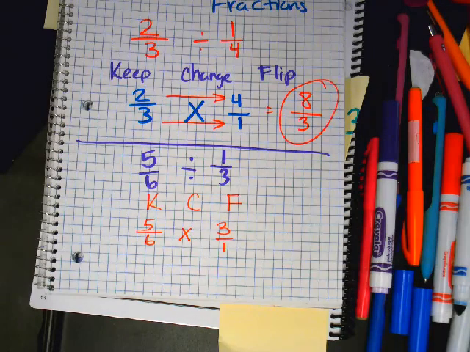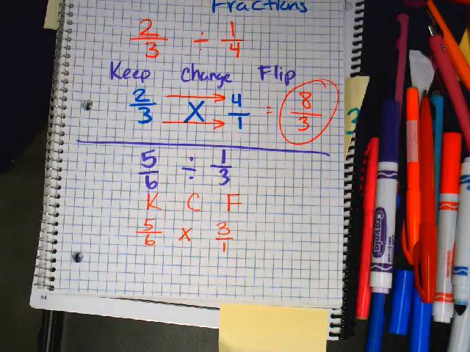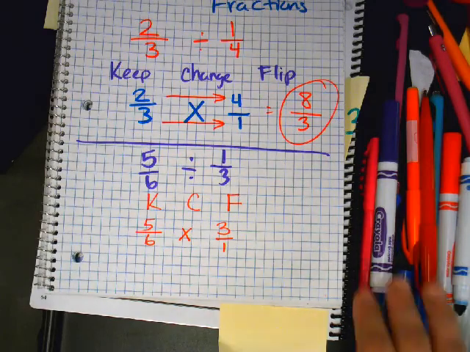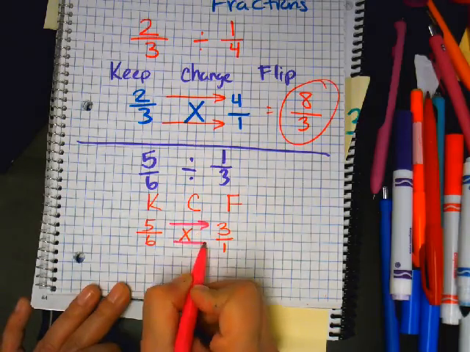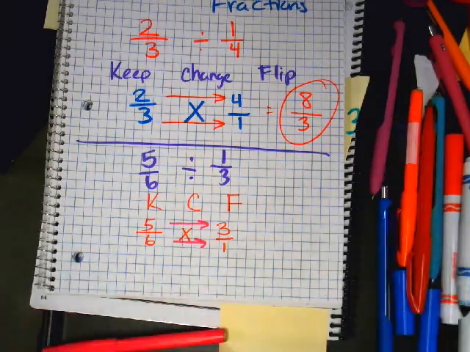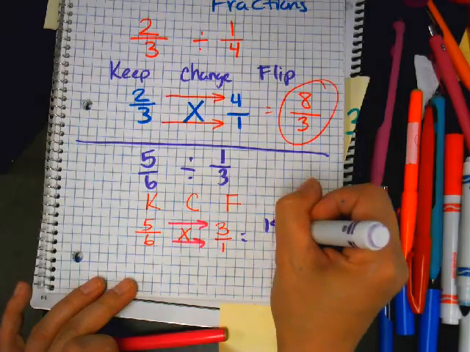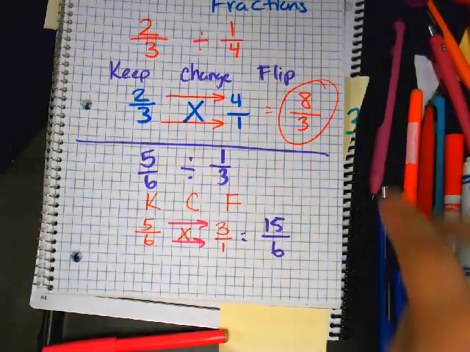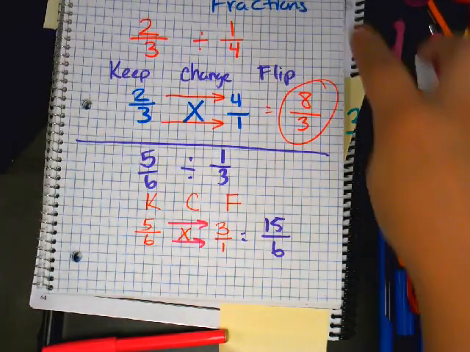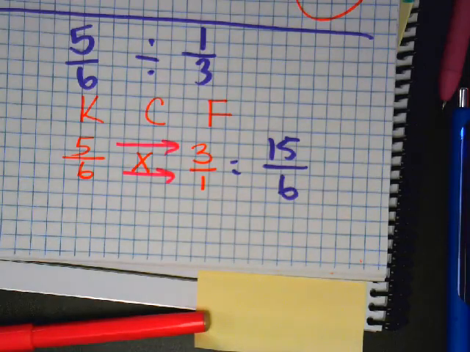Now, for some of you, you can't handle simplifying the corners, so you're going to have to simplify at the end. If you can simplify the corners, simplify the corners. Let's say I don't want to simplify the corners, so we just multiply straight across, right? 5 times 3, 15. 6 times 1, 6. But if I type in 15 over 6 onto the iPad, for example, on a do now, will I get it right? No, because you have to simplify.